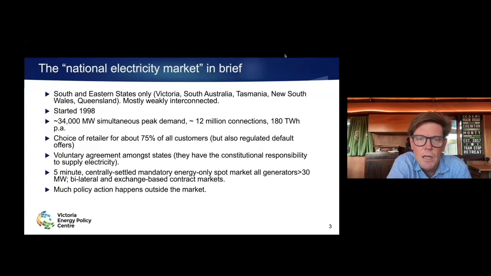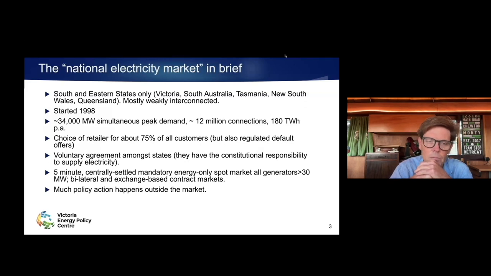There's choice of retailer for about 75% of all customers. There's some regions where customers can't choose who they buy power from. And where customers have a choice, there's also a default offer, which customers can get if they don't choose to switch to a retailer. The NEM is a voluntary agreement amongst the states. The states have the jurisdictional responsibility to supply electricity. So in order for the NEM to exist, they needed to agree amongst themselves to make it.